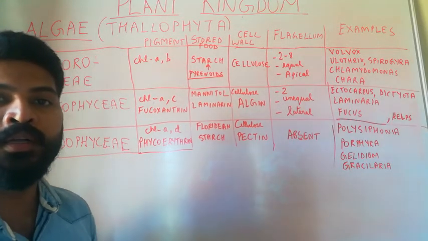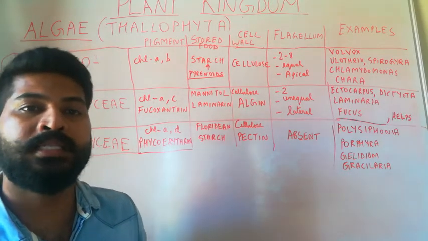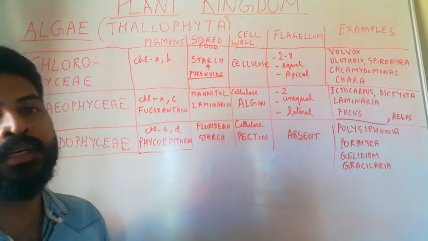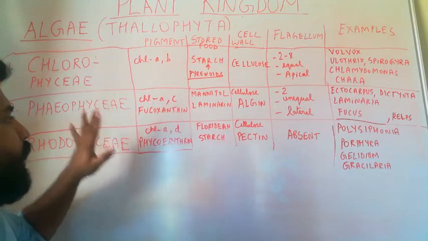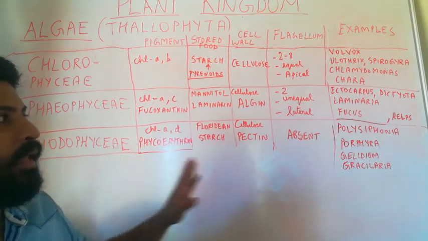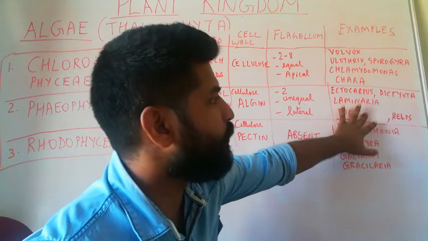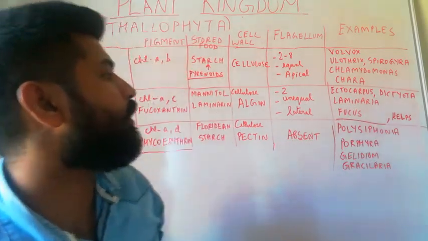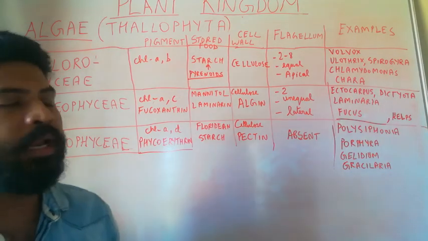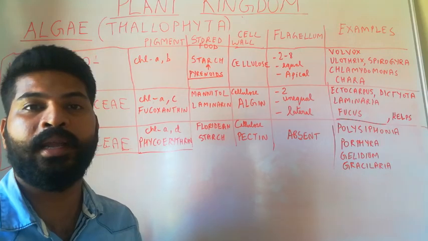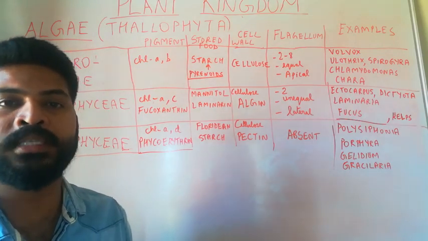That is about the first type of plants, that is the algae or the Thallophyta, which can be seen in the form of green algae, brown algae or red algae. They are present mostly in marine water, fresh water and marine water, and completely in marine water. Let us move on to the second category of plants, that is the Bryophyta, commonly called moss.